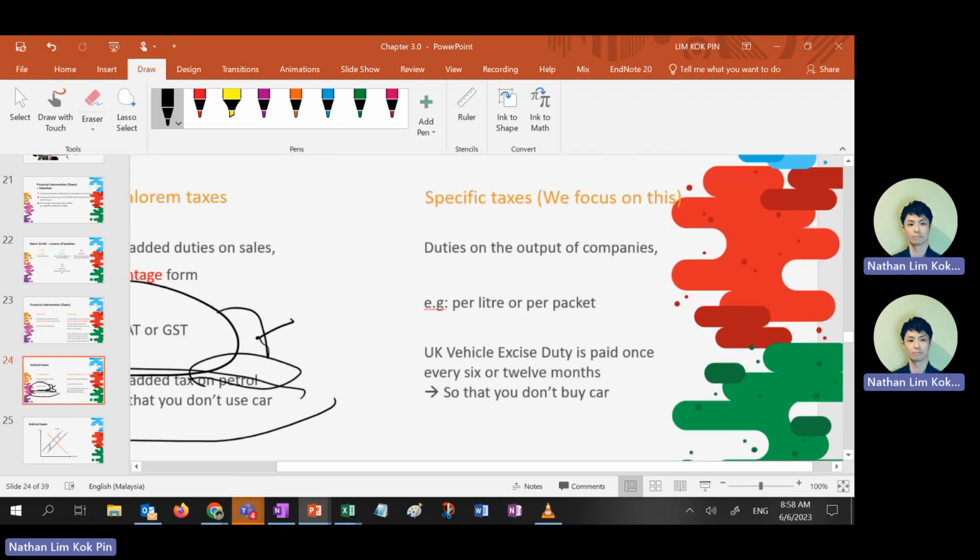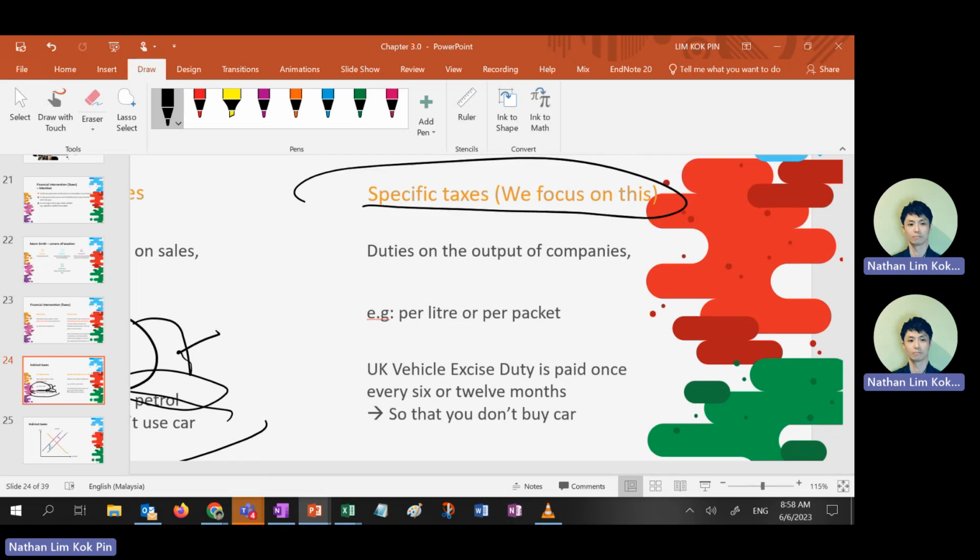Right? Another is specific tax. This is what we focus on. All your diagrams will be based on specific tax today, right? What is specific? Specific is relatively easier because it's not percentage form, it's per unit form. Per unit means what? Per kilo, per liter, per hour, right? As long as the tax is per unit, per packet of cigarettes, for example, then it is specific tax. Specific is easier to draw compared to ad valorem. So foundation only focuses on specific tax, right?